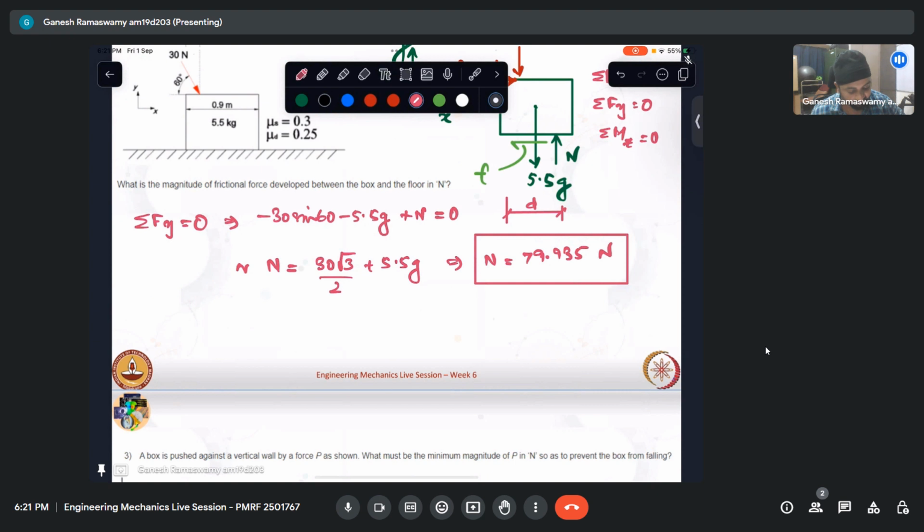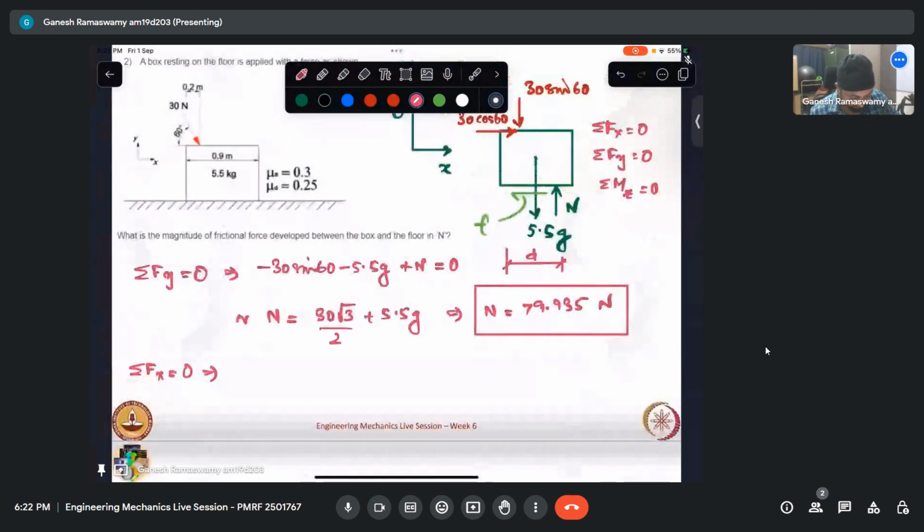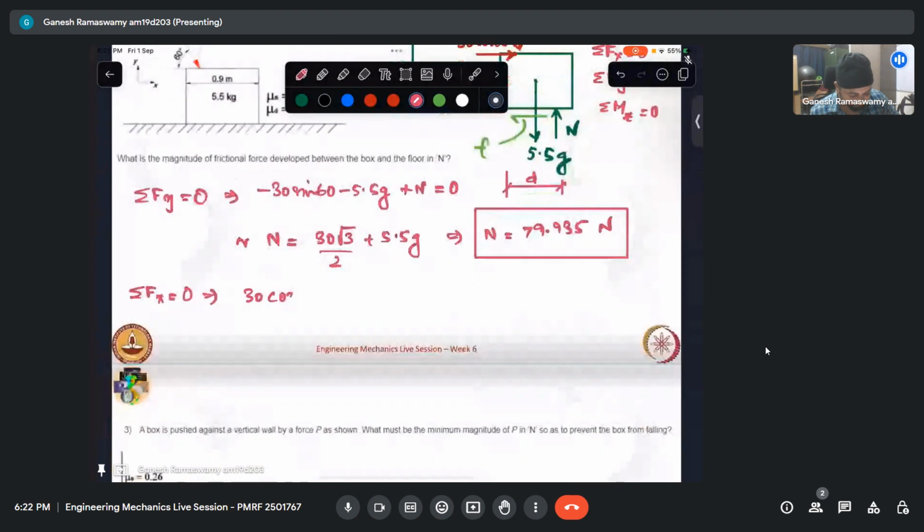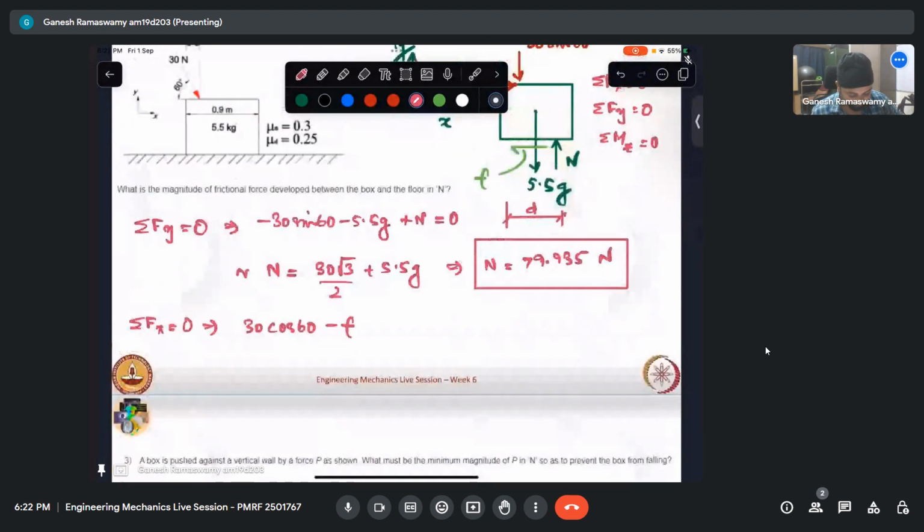Now, needless to say, this n and this n are different. This is the normal force that is being applied. This is the unit of force. I take it that it's clear, but just in case. Fx equals 0 implies that 30 cos 60 minus f equals 0, or f equals 30 cos 60, which is 30 by 2, which is 15 Newton.